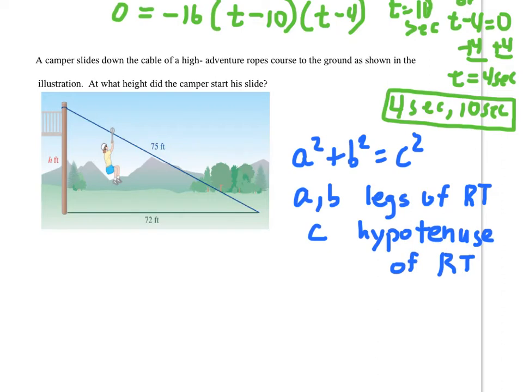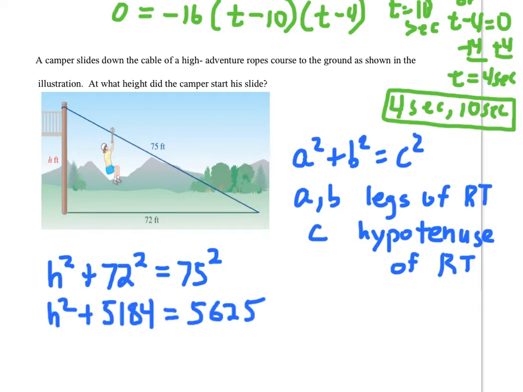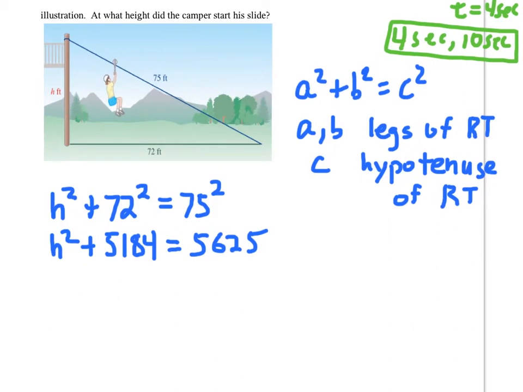So now that we know how to solve quadratic equations, this should be a lot easier. So we'll call the h our a, so h squared plus 72 squared equals 75 squared. So let me pause it and do a little calculating here. What I've got is h squared plus 5,184 equals 5,625. Then I'm going to subtract 5,184.